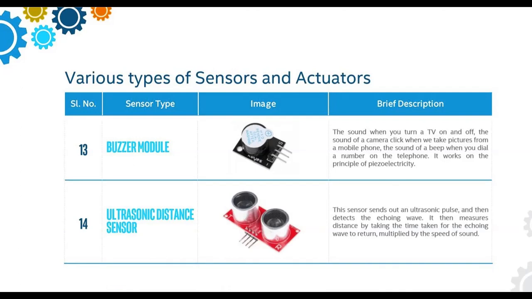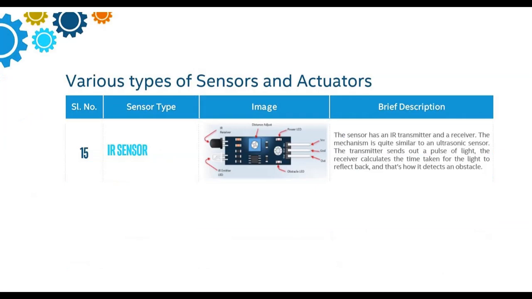Ultrasonic distance sensor, we can use to detect distance. This sensor sends out ultrasonic pulses and then detects the echoing wave. It then measures the distance by taking the time taken for the echoing wave to return after reflection, multiplied by the speed of sound. So with the ultrasonic distance sensor, we measure the distance between the obstacle and the device to which we have connected it.